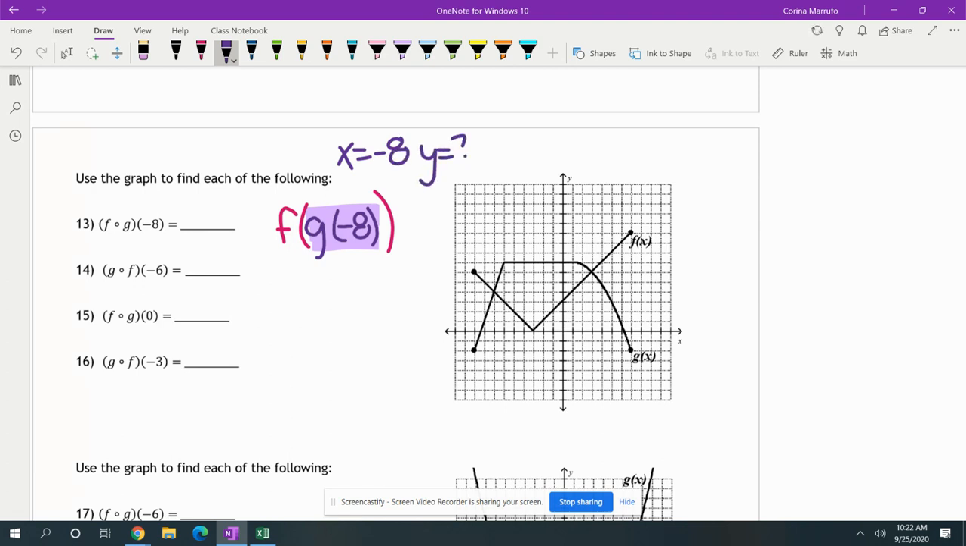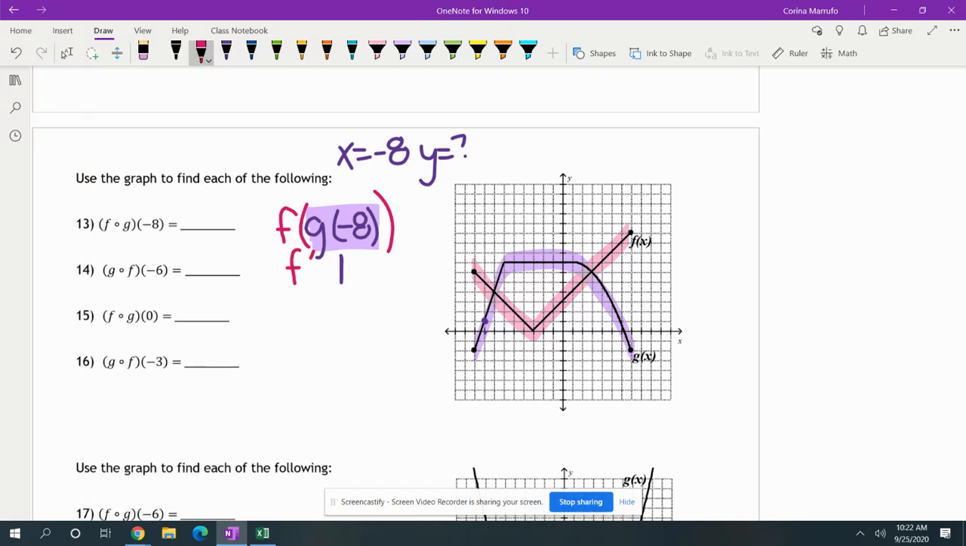Okay, on the G function. So this is my G function. I'm going to highlight it in purple so I don't confuse them. And then this is my F function. And so I am looking when x is equal to -8. So 1, 2, 3, 4, 5, 6, 7, 8. Here's -8. What is my y value? So this is the point we're looking at. Okay, my y value in that case is 1. So instead of that, I'm going to put a 1.